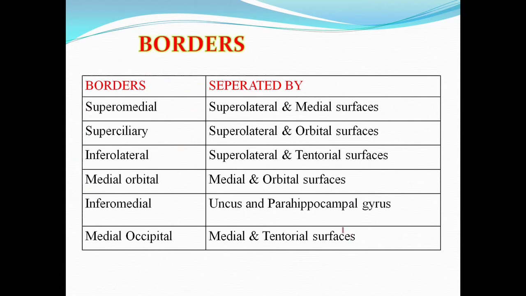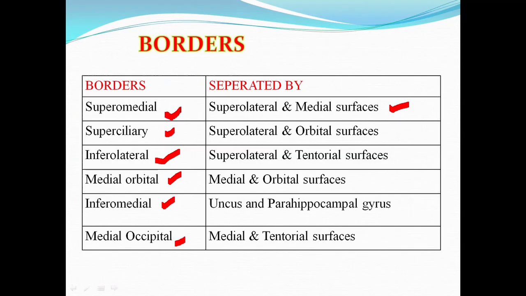We have the borders: superomedial border, superciliary border, inferolateral border, medial orbital, inferomedial, and medial occipital borders. As we already know the superolateral surface and the medial surface, the junction between the superolateral surface and the medial surface is called the superomedial border.